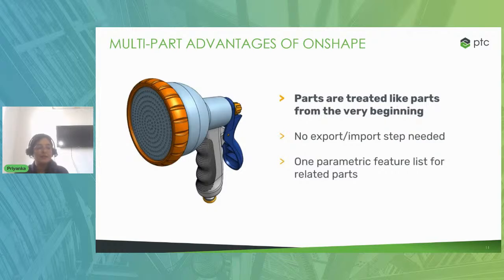So now let me switch to the software part of it and show you how the Boolean features and the bridging work in a multi-part studio. Let's get started with creating different parts. So I will stop sharing my screen for a while, and let me share another screen with you, which is my software screen.